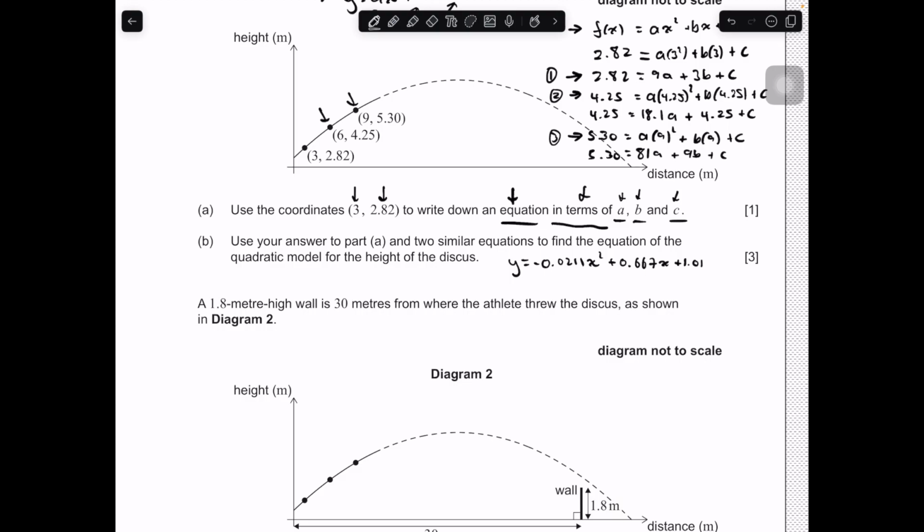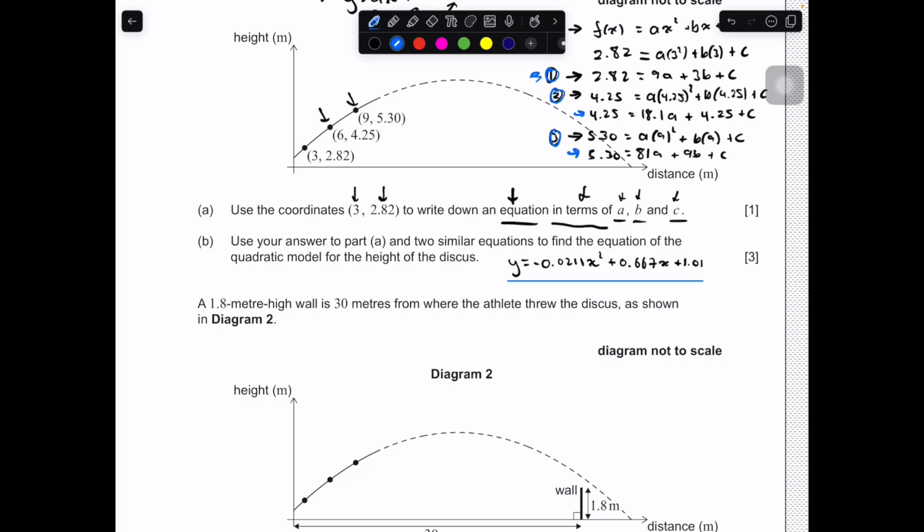Let's solve it how they would like to. Actually, use your answer in part A and two similar equations to find the equation of the quadratic model. Looking at the document once again, we've got the first, second and third equation, and that's all they're asking us to do. I think that is the most straightforward and easiest way to find the model, but I'll show you how they would like you to solve it.